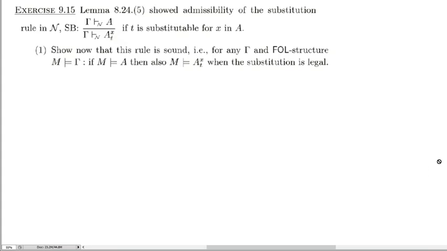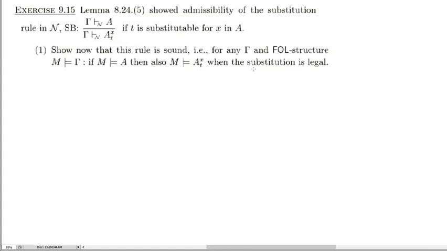In this video, I'm going to go through the first part of exercise 9.15. In this exercise, they say that Lemma 8.2.4.5 showed admissibility of this substitution rule. So if you have A, then we have A with T substituted for X, if T is substitutable for X in A. And now they're asking us to show that this rule is sound.